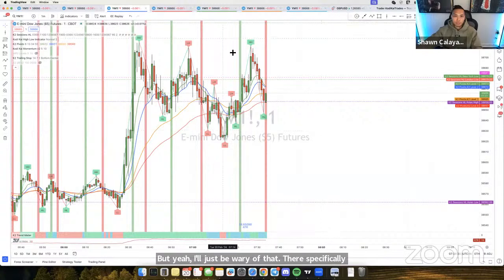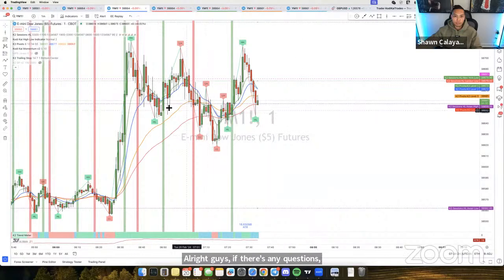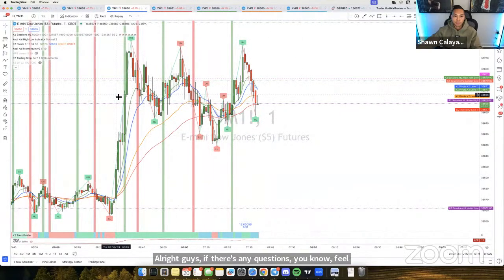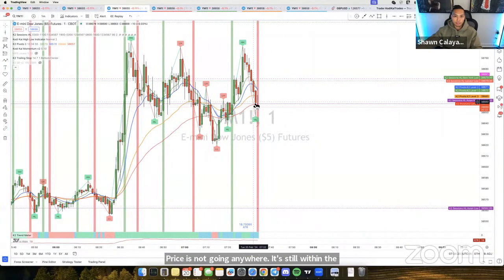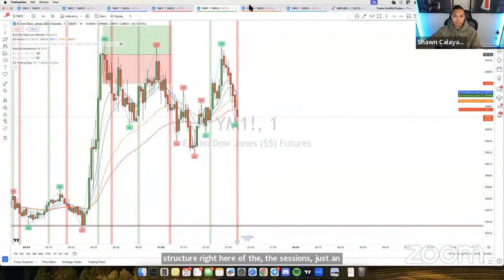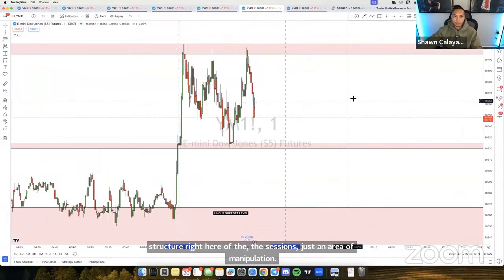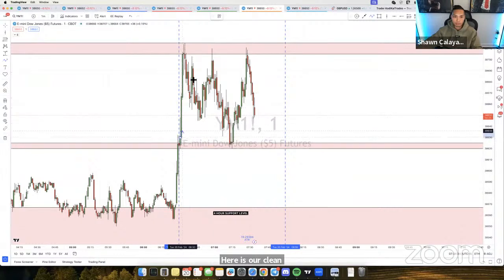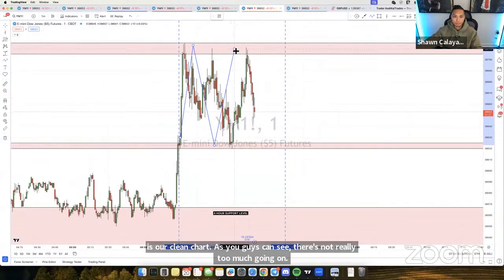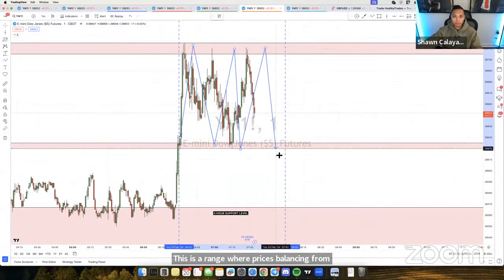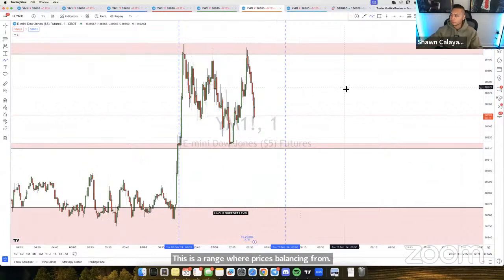All right, guys, if there's any questions, feel free to put them in the chat. It's 7:34 right now. Price is not going anywhere. It's still within the structure right here of the sessions, just an area of manipulation. Here is our clean chart. As you guys can see, there's not really too much going on. This is a range where price is bouncing from. And we don't really have too much to expect here. It's just a back and forth movement.